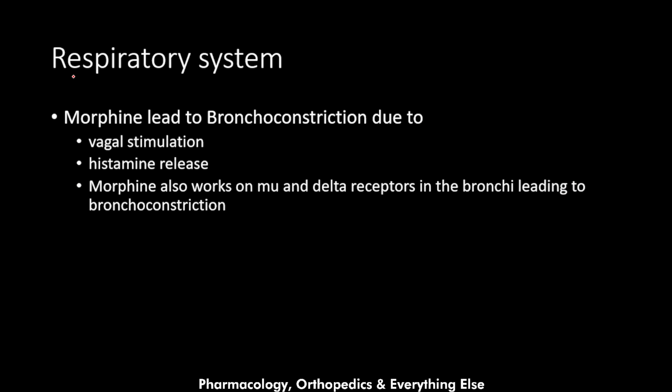In the respiratory system, morphine leads to bronchoconstriction due to vagal stimulation, because as we mentioned before, the morphine leads to vagal stimulation, and also bronchoconstriction occurs because of the histamine release, and the morphine also works on the mu and delta receptors in the bronchi, leading to bronchoconstriction. And because morphine causes bronchoconstriction, and remember that it also causes respiratory depression, that is why it is contraindicated in asthma, in COPD patients too.